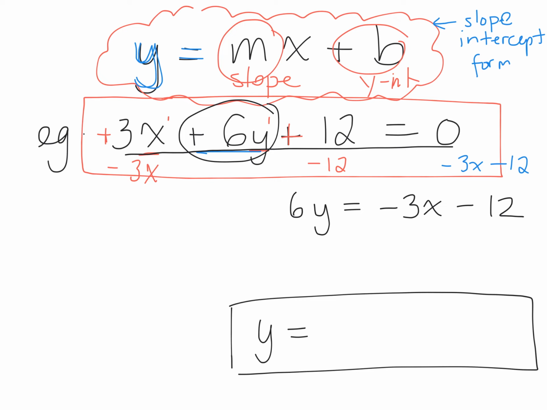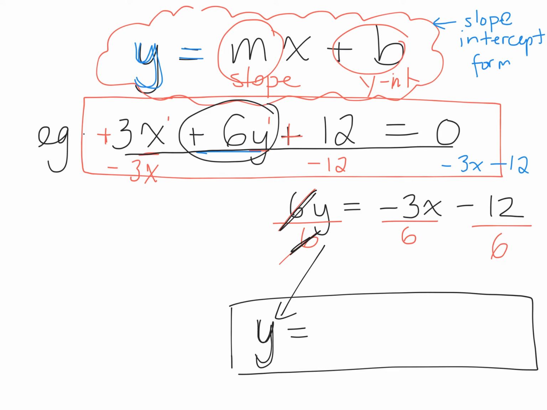Okay, we're still not done. The slope is not equal to negative 3 because I have not isolated y. So what do I need to do to isolate y? Yep, good. Divide by 6. What do I have to do to everything then? Okay, so this reduces to 1. I'm left with just y.